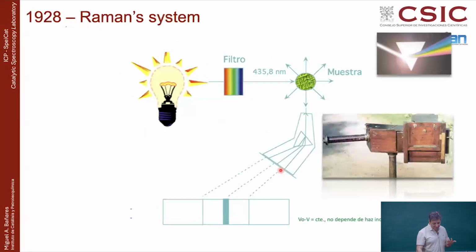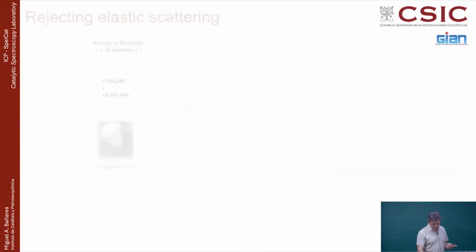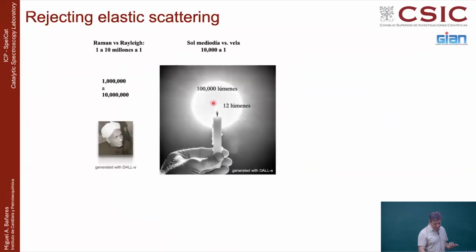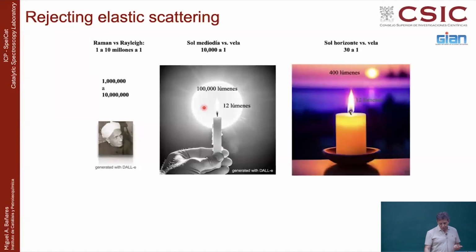No, that's a big problem. This is like trying to look at this candle with the sun behind. You cannot compete. A candle cannot compete with the sun. But basically this is what you're doing in Raman spectroscopy. So what you need is somehow that the light coming from the laser becomes much weaker, and then you can see your Raman signal, because otherwise it is impossible.